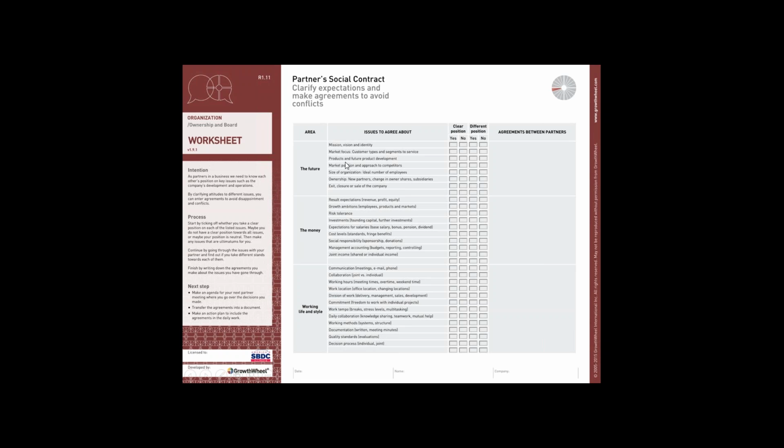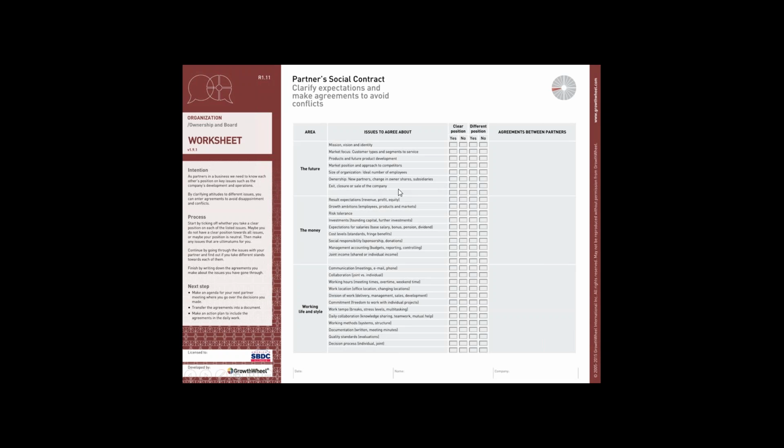So within the mission, you can see we talk about market focus, products and future product development, market position and approach to competitors, size of organization, the ideal number of employees, ownership, whether we'll take on new partners, how we'll look at change in ownership shares, if any, whether we're going to create subsidiaries or how those subsidiaries, if they're already there, will be handled. How we'll handle exit or closure of sale of the company.